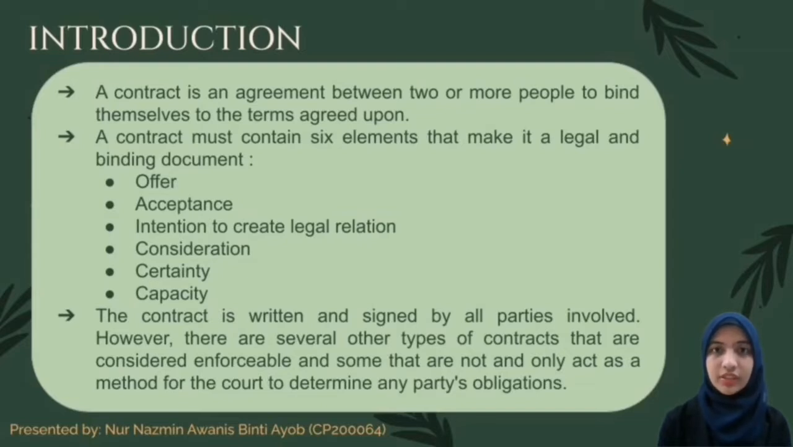For the next point, the contract is written and signed by all parties involved. However, there are several other types of contracts that are considered enforceable and some that are not and only act as a method for the court to determine any party's obligations.